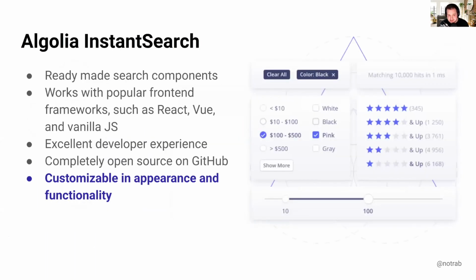So Algolia Instant Search is a great tool. It's pretty much ready-made components like you can see on the right. We have options to clear filters. We have range filters. We then have the ability to do facet searching as well. And like I say, most of these work with popular frameworks such as React, Vue, and even Vanilla JS. And all of this, I think, is an excellent developer experience as well.